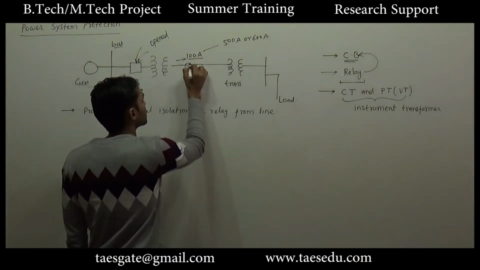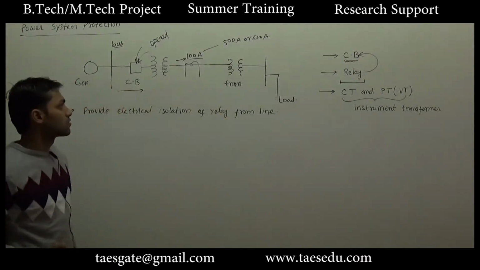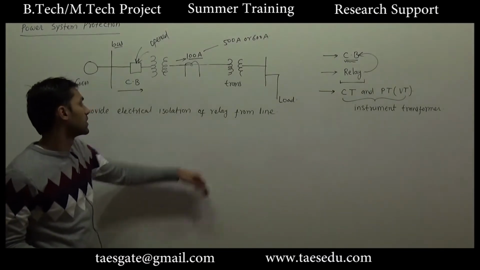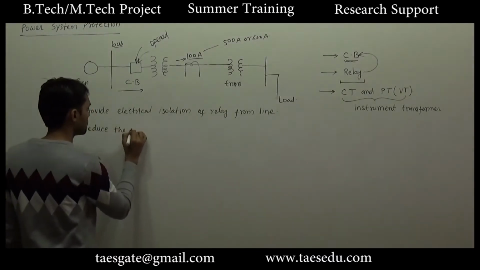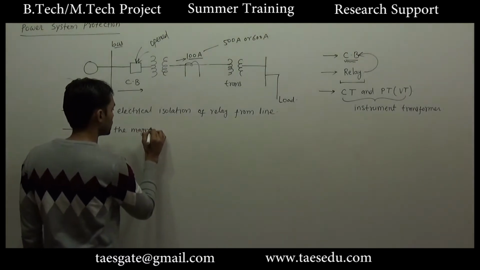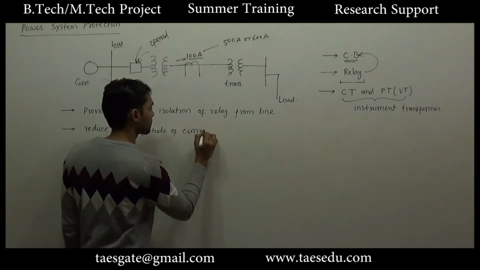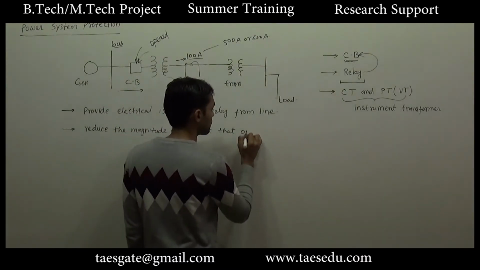Let's say here we have a current transformer. So the first use is to provide electrical isolation of the relay from the line, and the second is to reduce the magnitude of current that operates the relay.